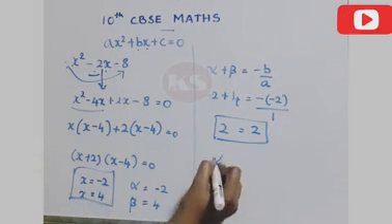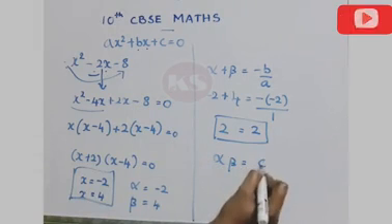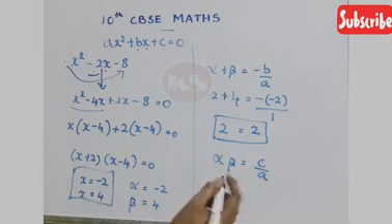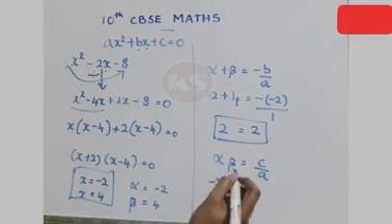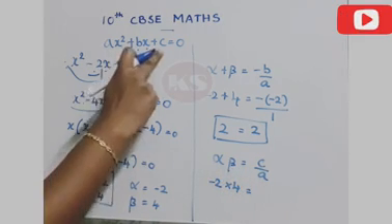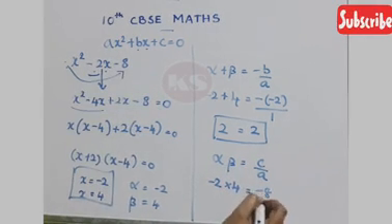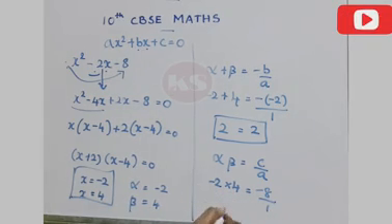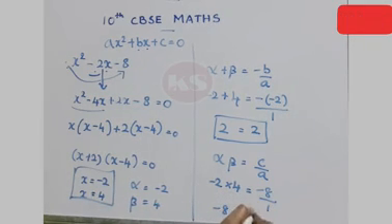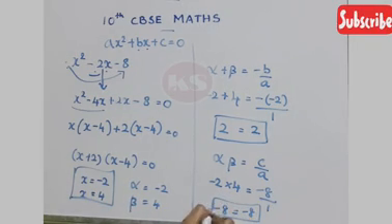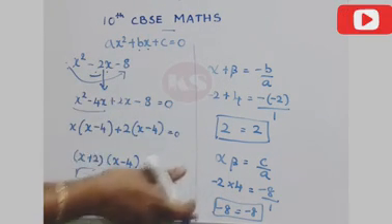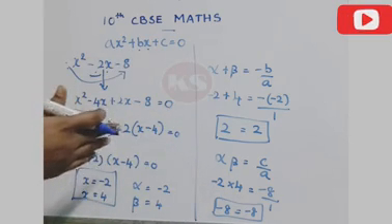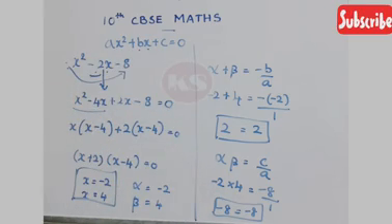Next relationship, alpha into beta equal to c by a. Alpha equal to minus 2 into beta equal to plus 4. The constant term here is minus 8 divided by a, which is 1. So minus 2 into 4 is minus 8. Here also minus 8. So this is also verified. If they are equal, it means the relationship between the coefficients and zeros is satisfied. So these are all the concepts in this polynomial chapter.